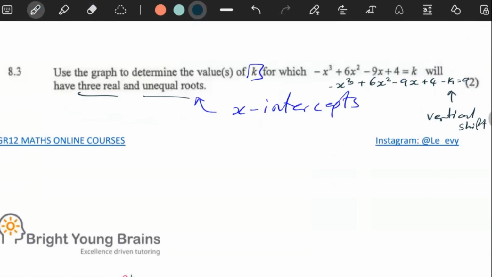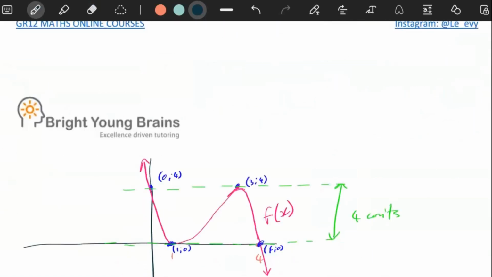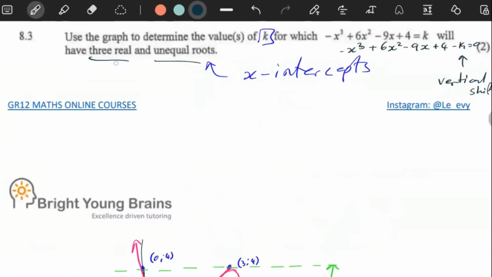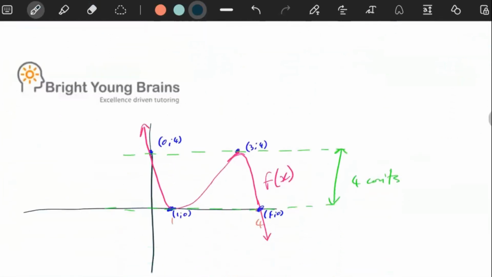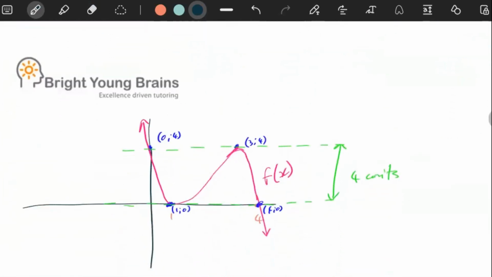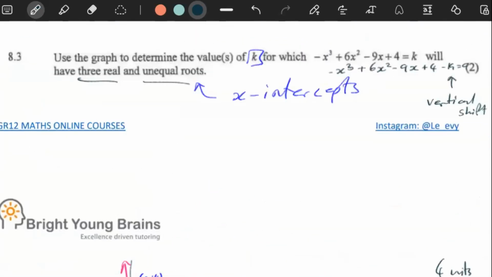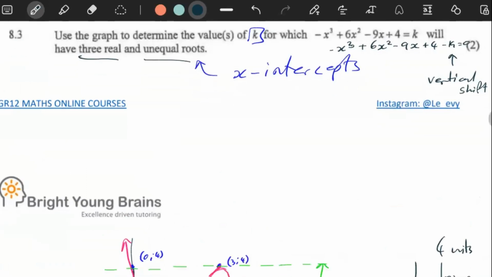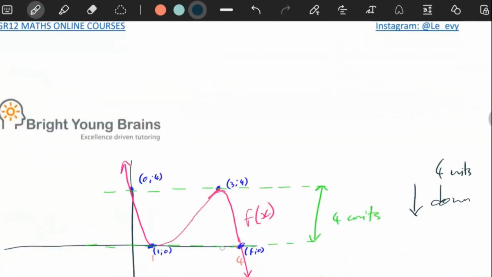So they are saying, how many units up or down do you need to move this graph for it to have 3 roots that are not equal? So the only scenario where that happens is if you move the graph 4 units downwards. You see, you can move it a maximum of 4 units downwards, and it will always have 3 roots. So you cannot move it more than 4 units downwards, and you cannot move it upwards in any way.